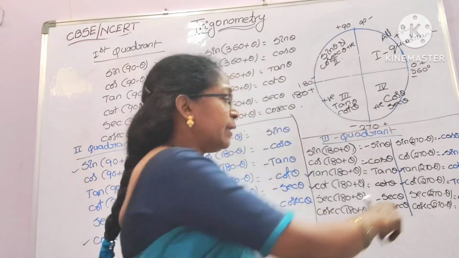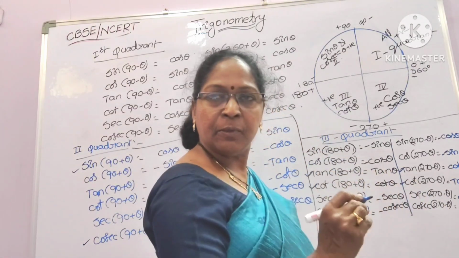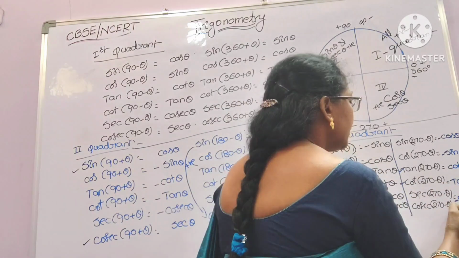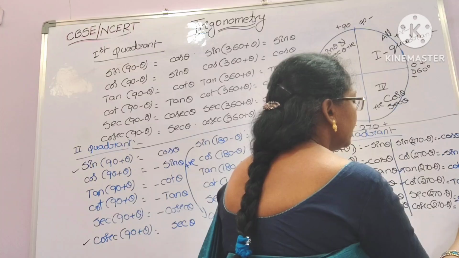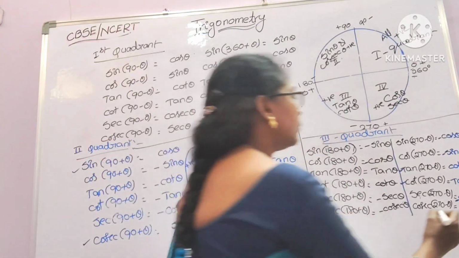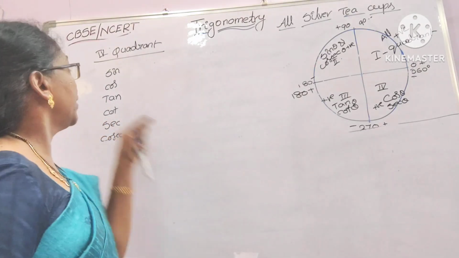But 270 minus theta is under the third quadrant. In the third quadrant, tan and cot are positive, remaining all are negative. So minus cosecant theta. And cosecant of 270 minus theta becomes secant, but again with a negative sign. Next, the fourth quadrant. This is the last quadrant.